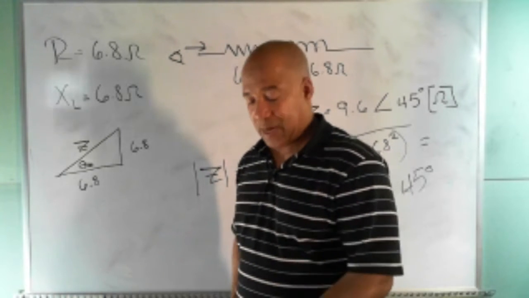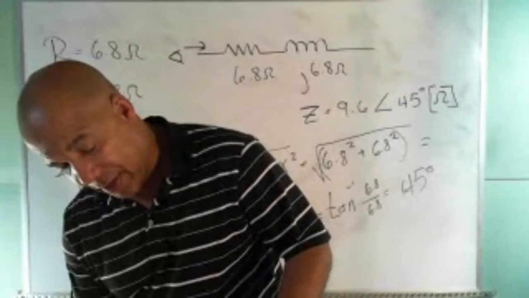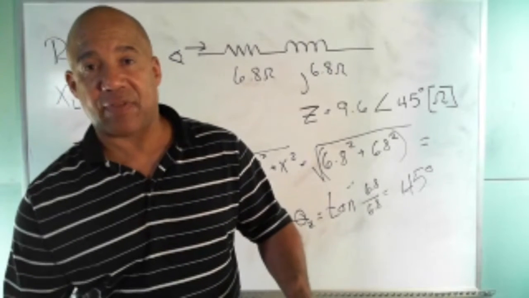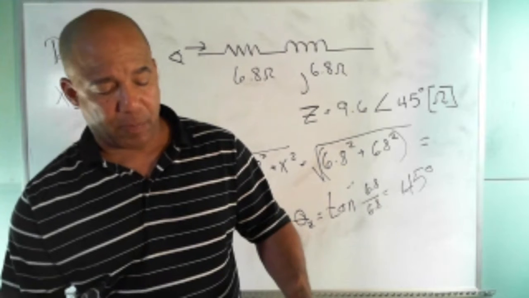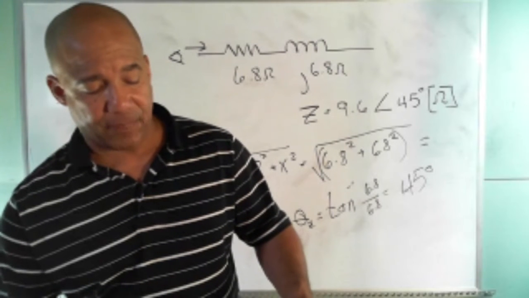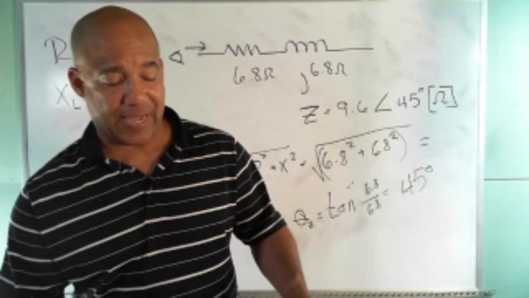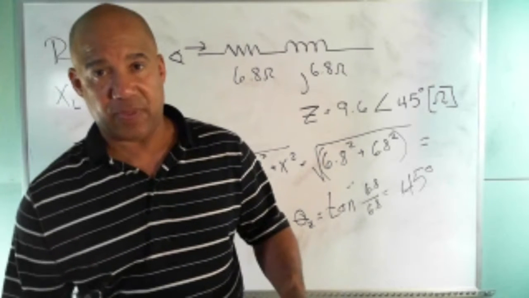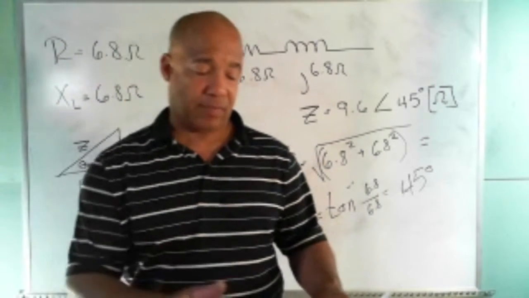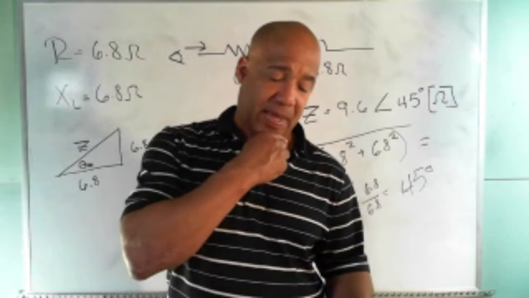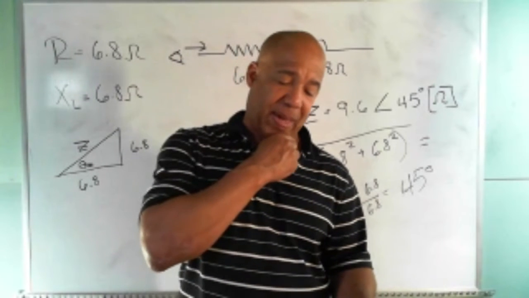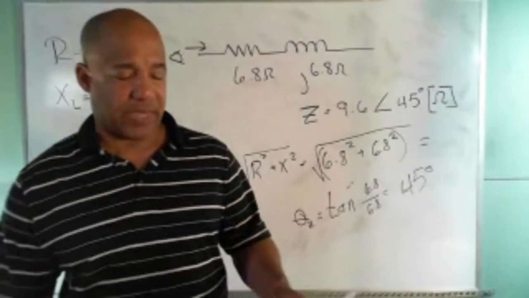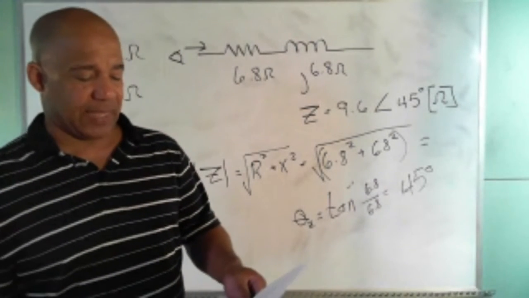They give you, I don't have my glasses, I cannot see that. They give you an XL of 4 and an XC of 7. So the XL of 4 would be a positive 4. The XC of 7 will be a negative 7. So your net X will be 4 minus 7, negative 3. So you have to supply that negative sign when you have a capacitor in the circuit and they're in series. So don't make that mistake of not putting that negative sign in there.